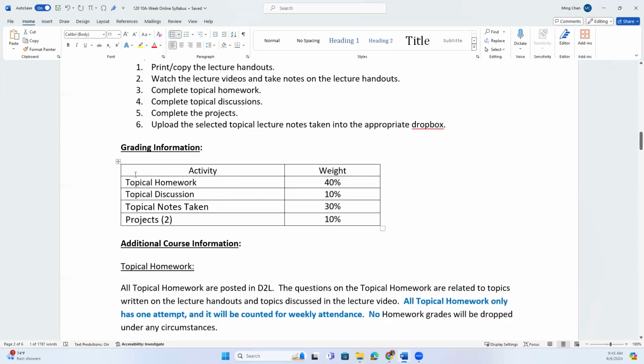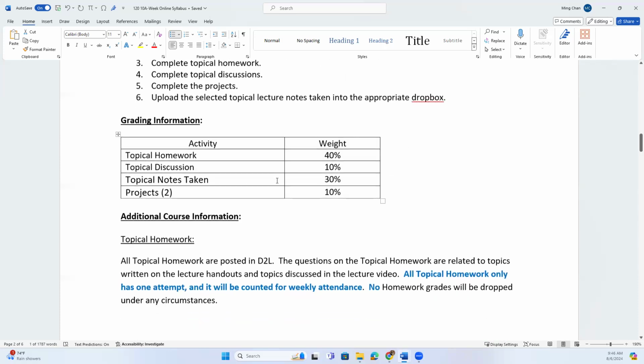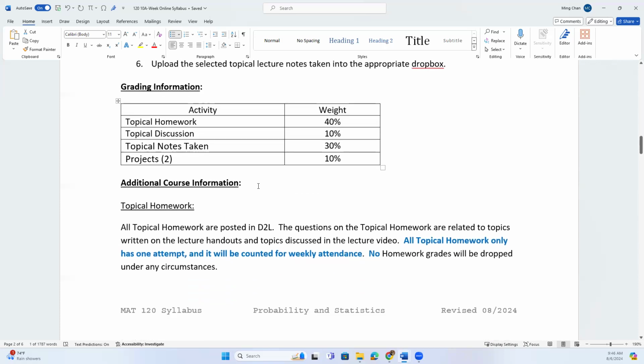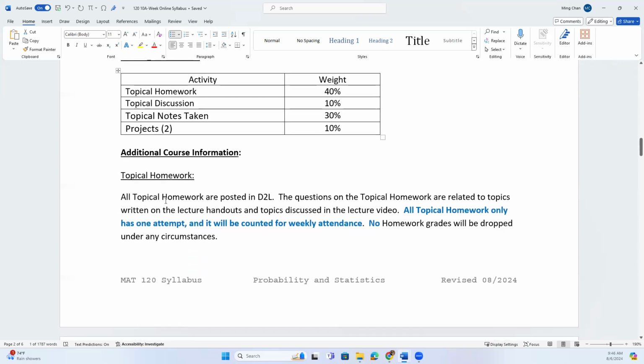All right, here are the graded activities for this class. A little bit more information on your homework. All the homework are already posted in D2L. The questions on the homework are related to the topic written on the lecture handout and topic discussed in the lecture videos. So when you do your homework, make sure you actually watch the lecture videos and make sure you know what is written on the lecture handouts.